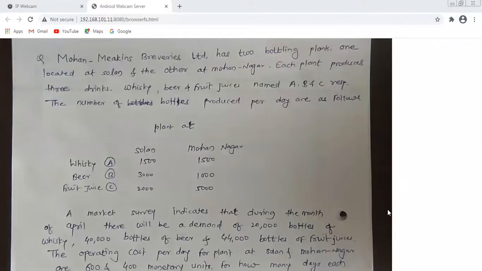A very good morning to one and all. Today we'll solve one more numerical based on the graphical method. The numerical given is like that.